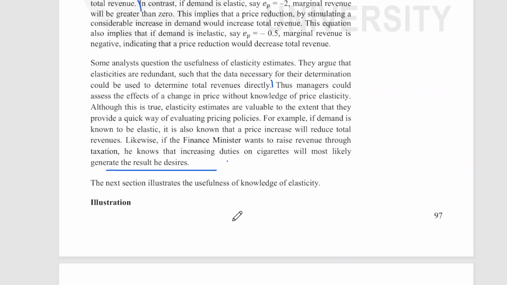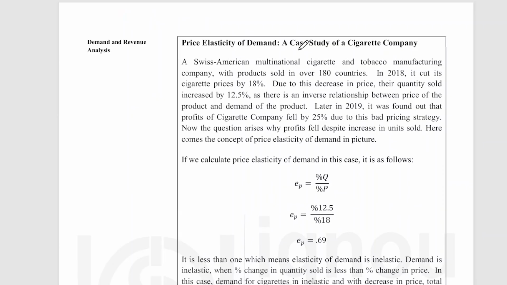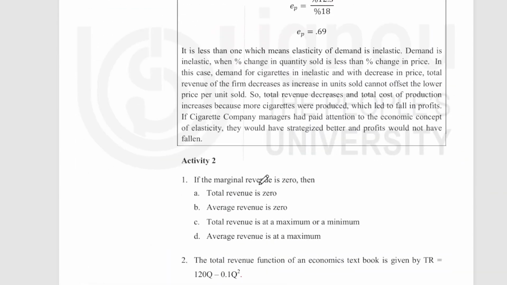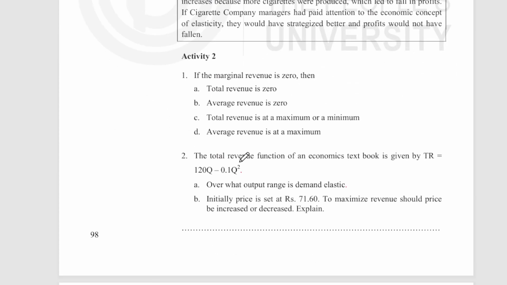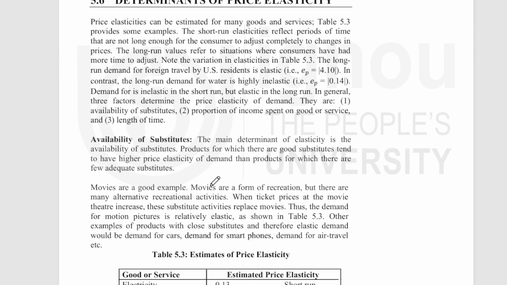Okay, and this is an illustration of price elasticity of demand, a case study is here. Please refer to your IGNOU study material MMPC 010, Unit 5, Subsection 5. You will get this from this page, and please go through this case study so it will be more clear. This case study is based on a Swiss American multinational cigarette and tobacco manufacturing company. Okay, and Activity 2 is here, try to do it. And the next section is determinants of price elasticity.